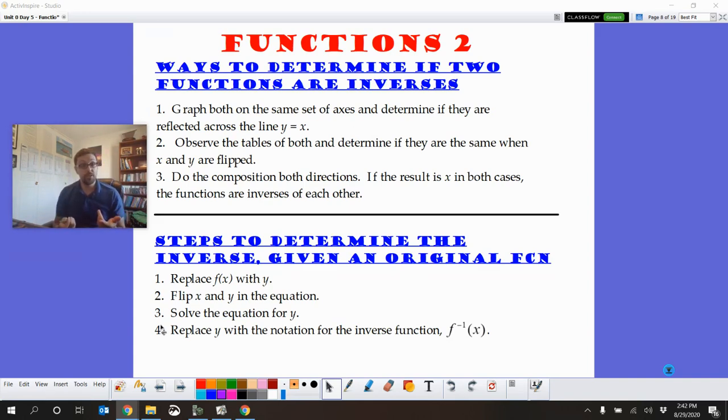If their tables are swapped, then they're inverses of each other. You can also do the compositions in both directions. If it works in both directions, then it is an inverse function. To find it, you swap x and y, which is an illegal math move, but it's how you create an inverse, because you're making a new function that's the inverse of the original. You solve for y, and then this is our notation for inverses. It's f to the -1. So if you see that, it's referring to an inverse.